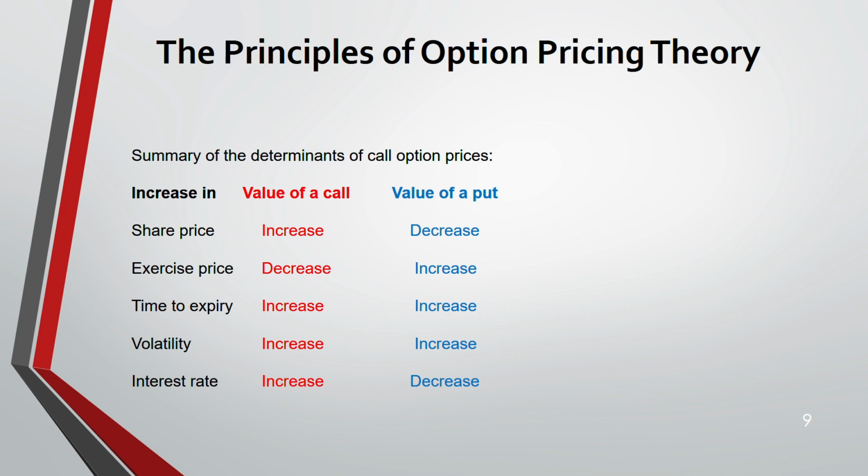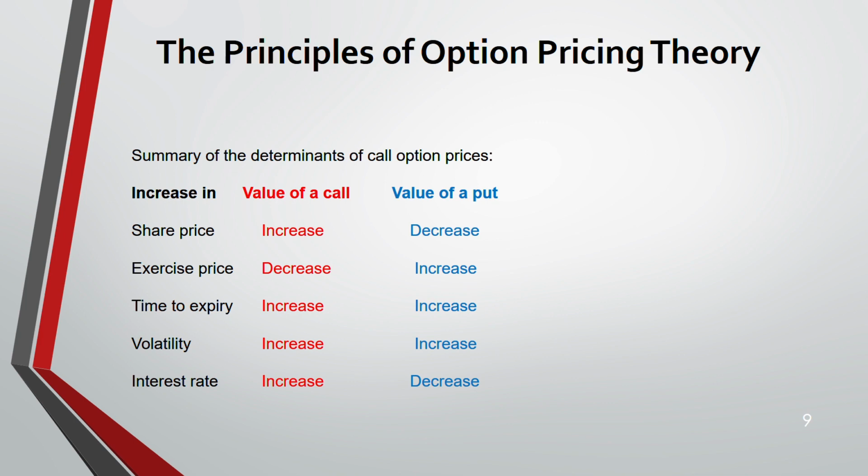Okay, coming to the exercise price. Exercise price increase means you will not exercise the option if it's a call because you do not want to buy at a high price. For put, it is the other way around, you will exercise the option if the exercise price increases because you want to sell at a higher price now. You're understanding the logic now. So value of the call option decreases, value of the put option increases. It's the opposite. If you see share price and exercise price, for call and put it is the opposite. One increases, the other one decreases.